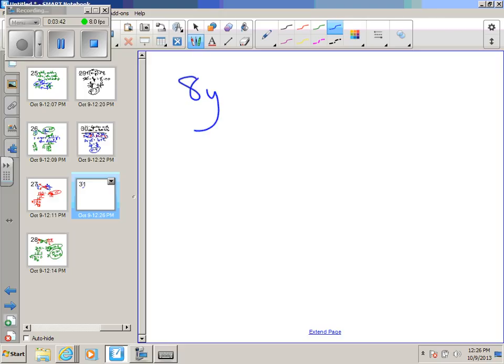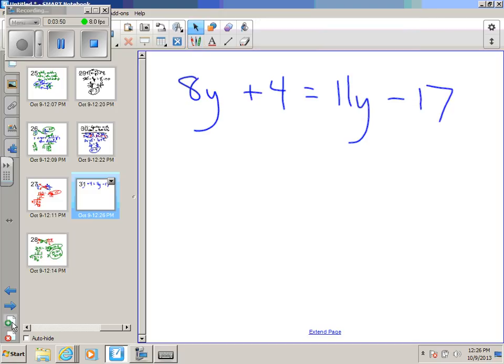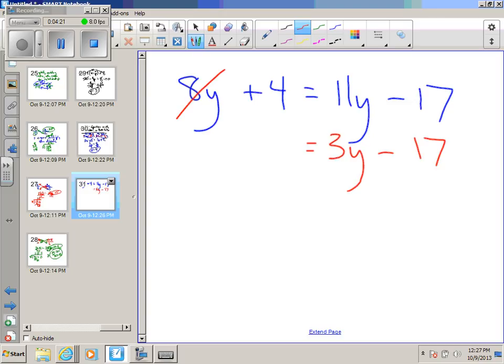8y plus 4 is equal to 11y minus 17. Which of the y's are you going to move and why? Which one are you going to move? 8y. Why? Since these are both positive, I move the smaller of the two, and I take away 8y from that side, take away 8y from this side. How many are left? 3y. My positive 4 is left.